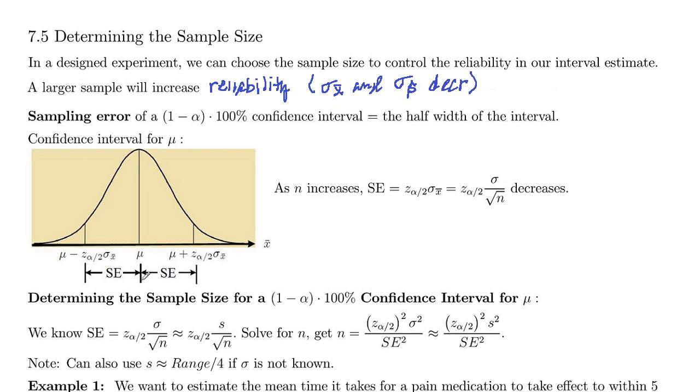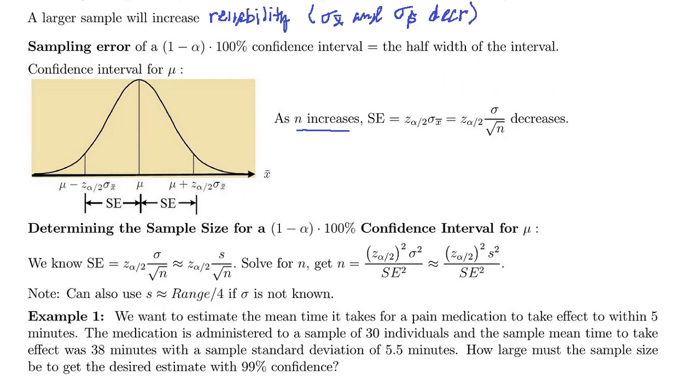So the sampling error is right here. It's the half width of the interval. This is the confidence interval. Notice that as n increases here, the sampling error decreases because the square root of n is in the denominator. Bigger denominator, smaller fraction.